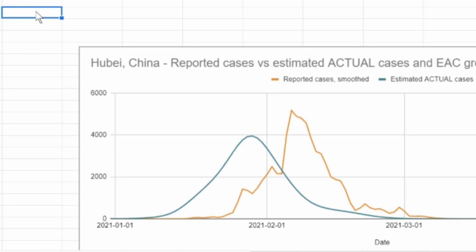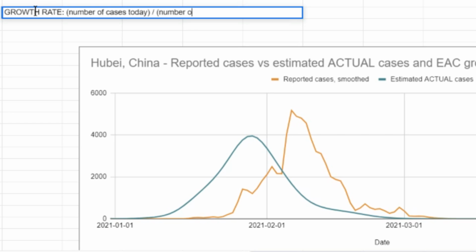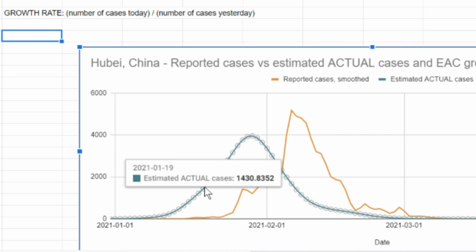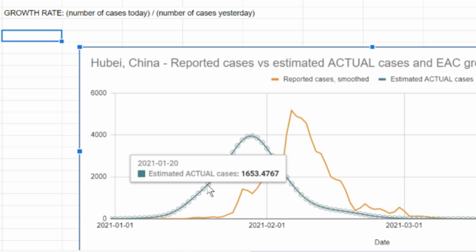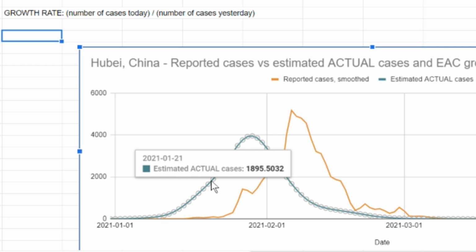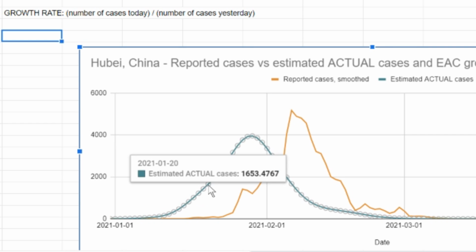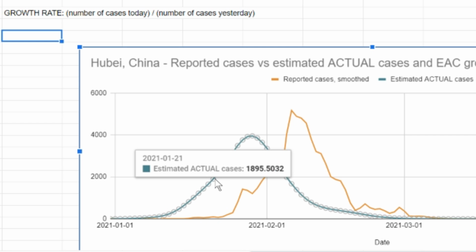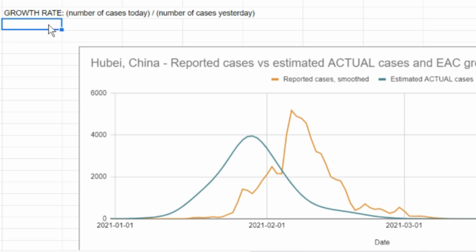So as a very rudimentary definition of growth rate, I'm just going to say it's the number of cases today divided by the number of cases yesterday. So what does this mean? Well, if we went from 1,400 on this day to 1,600 on the next day, and then almost 1,900 the next day, it seems like each new day we're adding about 1/7 of the pre-existing count onto itself. So the growth rate as I define it here is going to be about 1 plus 1/7, or about 1.14.